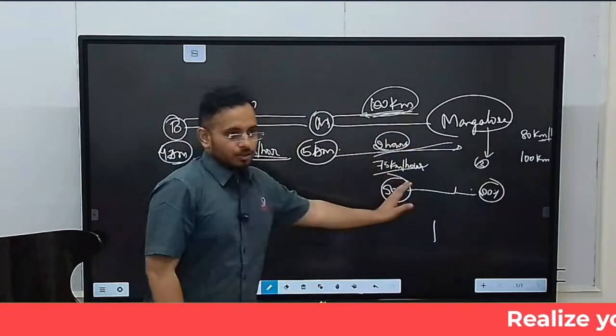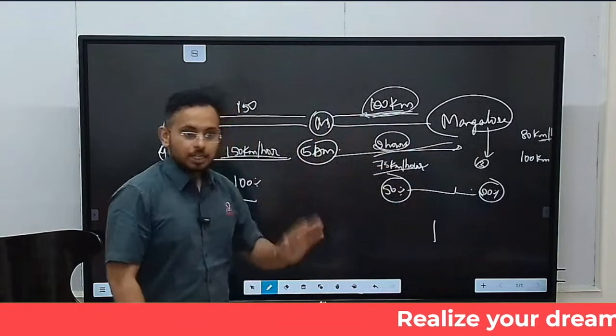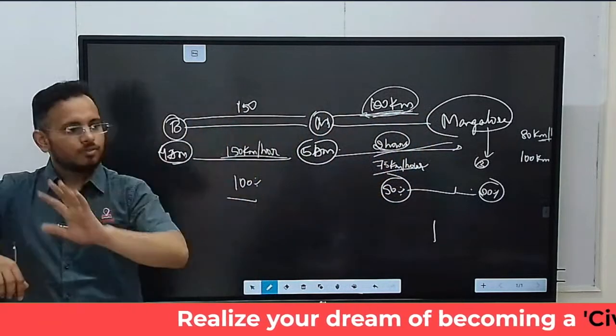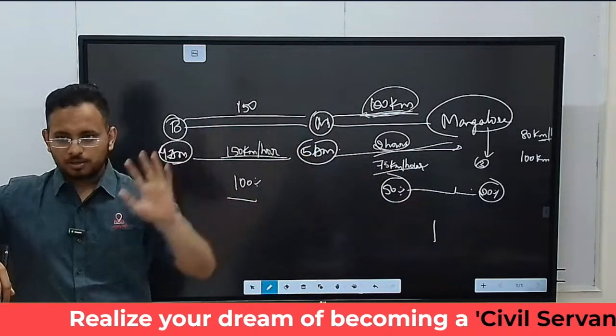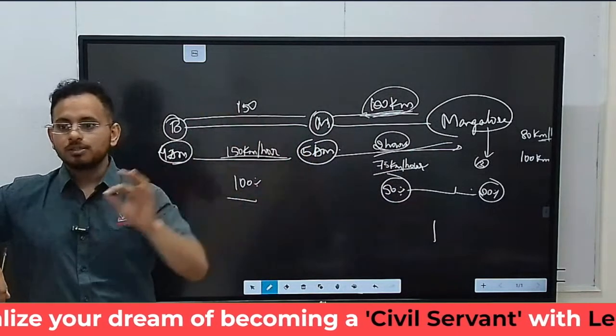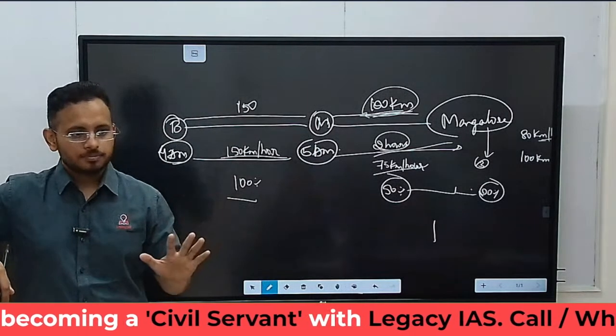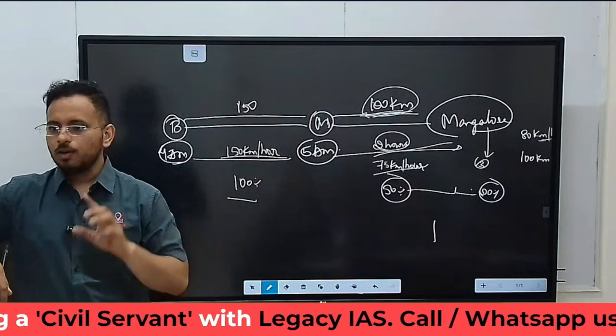The speed has reduced, but still you're moving. The distance you're covering is still there. The distance you're covering is more. But the rate at which you're covering the distance is low. Understood? Everyone? Yes. One more example.